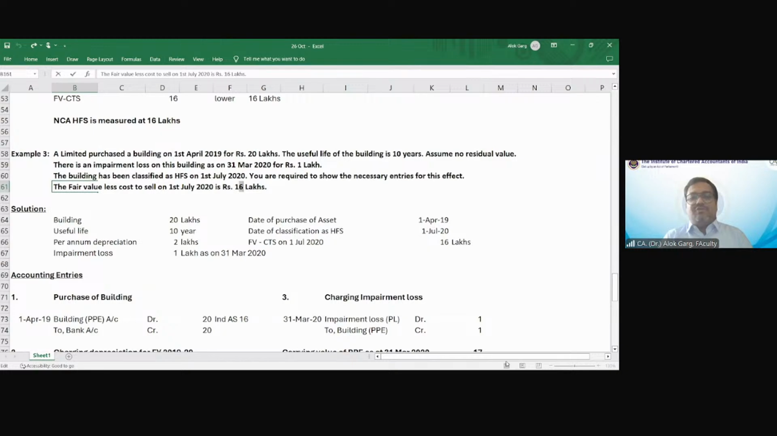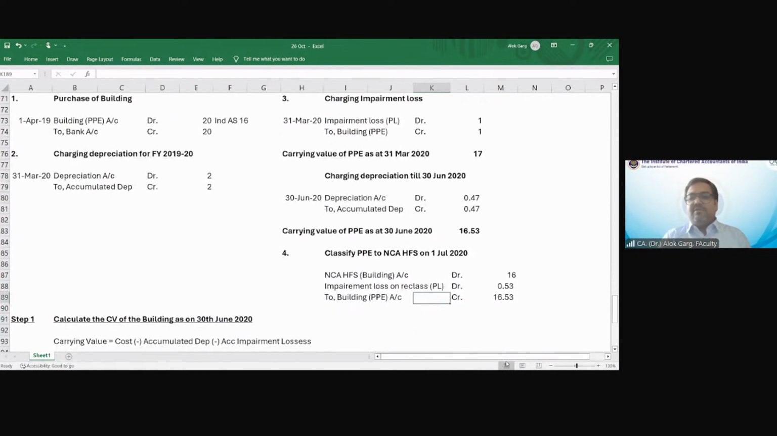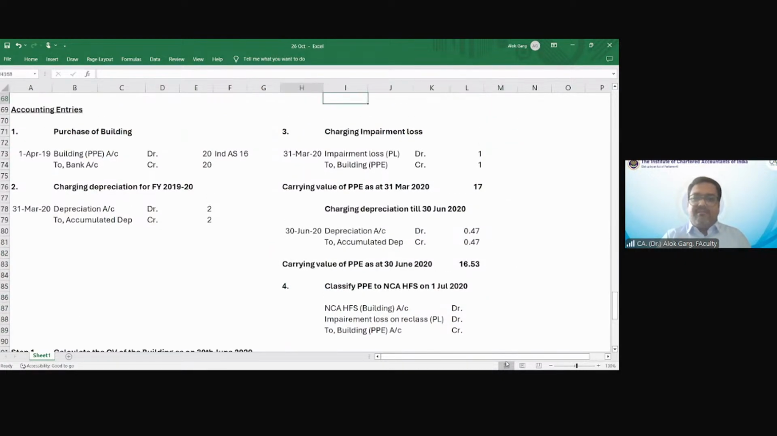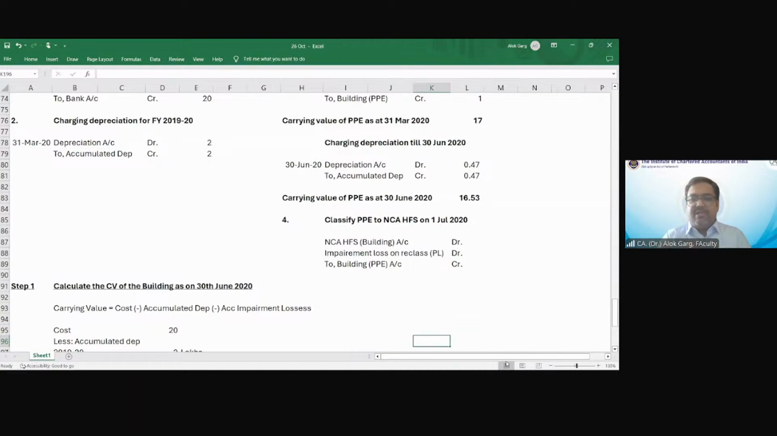The fair value less cost to sell on 1st July 20 is 18 lakhs. Okay. So let me put this in numbers later on. The first entry will be as it is, purchase of building. Second entry will be as it is, charging of depreciation. Third entry will be as it is, charging impairment loss. Fourth entry will be non-current asset PP transfer. I will put the numbers.